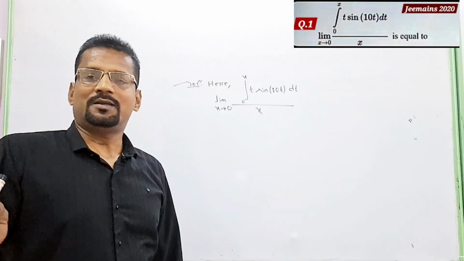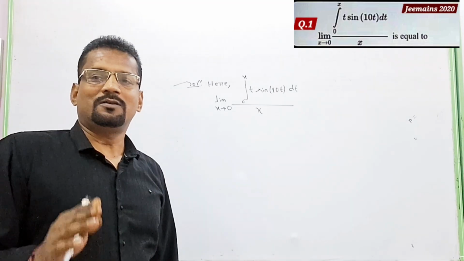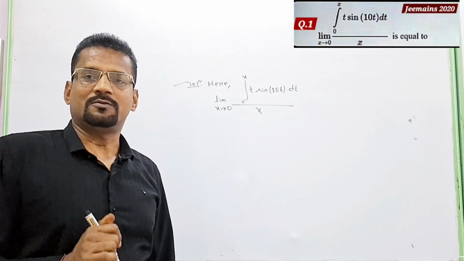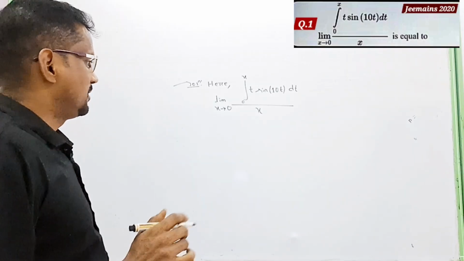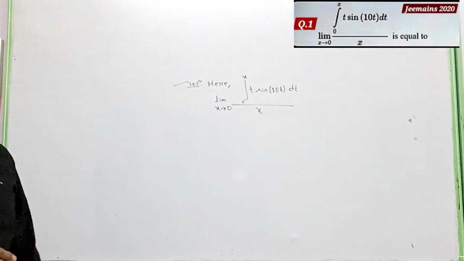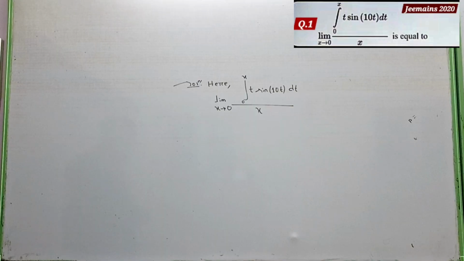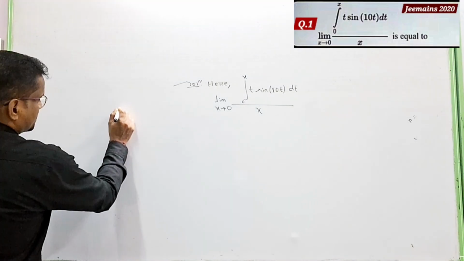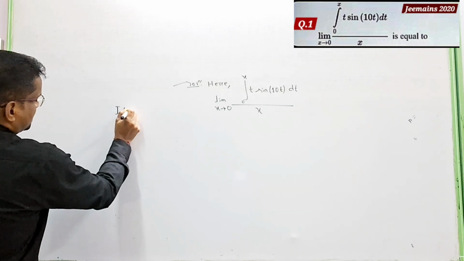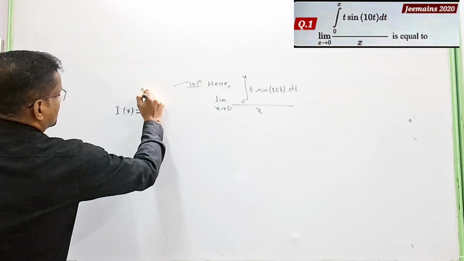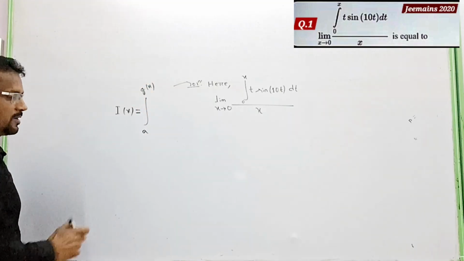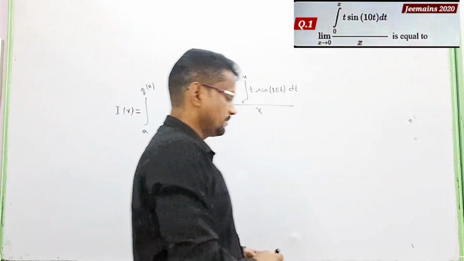For that, there is another rule that is called Newton-Leibniz rule. You just have to know the Newton-Leibniz rule. So let me write the Newton-Leibniz rule at first. It states that, let me consider here, I(x) is any definite integral, say from a to g(x), some function of x is here.